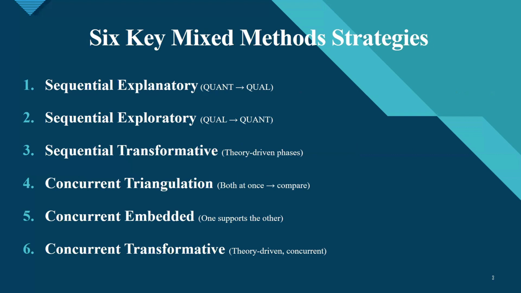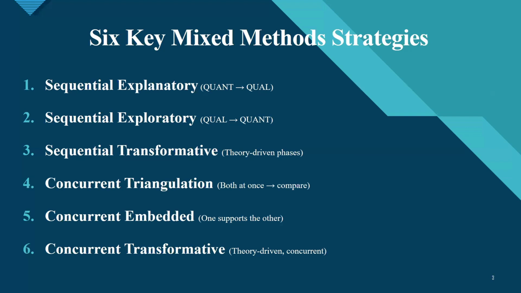Number one, sequential explanatory. This strategy starts with quantitative data collection, followed by qualitative data to further explain or clarify the findings. Number two, sequential exploratory. Here we begin with qualitative research to explore a phenomenon, followed by quantitative research to test or validate findings.